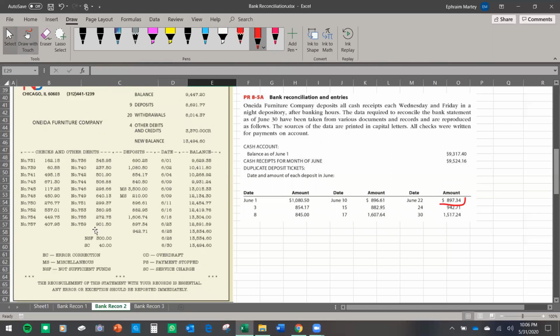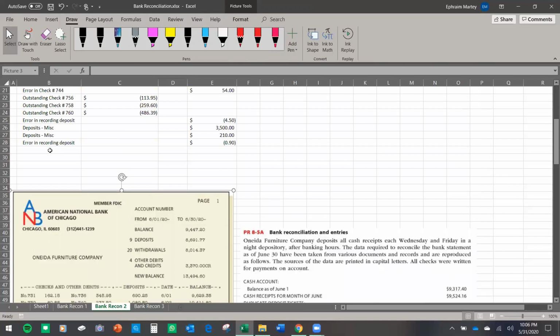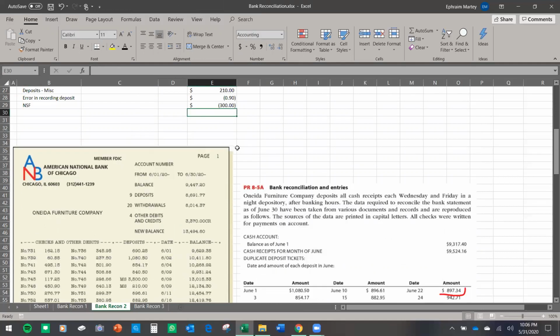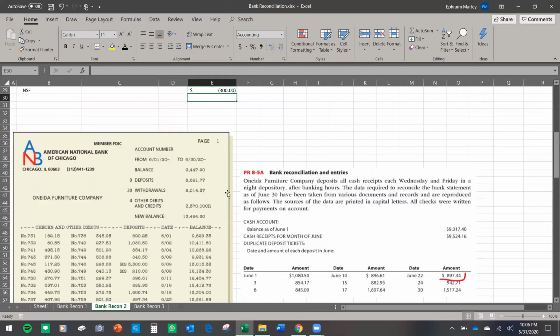But on the bank side, the bank says we have NSF of 300. That means someone brought in a check, a deposit, and then there was non-sufficient funds. It bounced. We had recorded in our books that we have money, but now the bank says no, it didn't go through, so you have to take it out from your account. We are going to reduce our account by $300. So NSF always reduces the company's books.